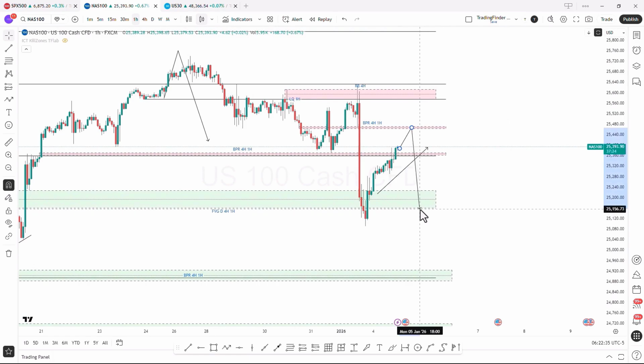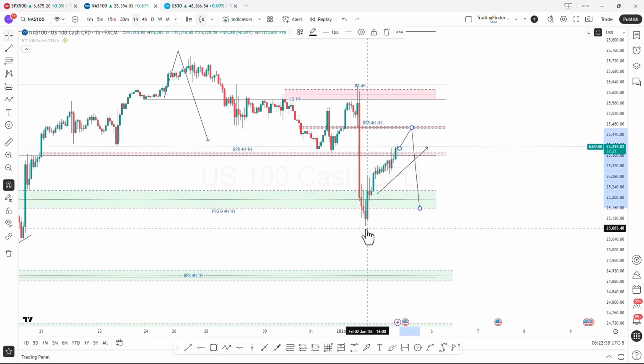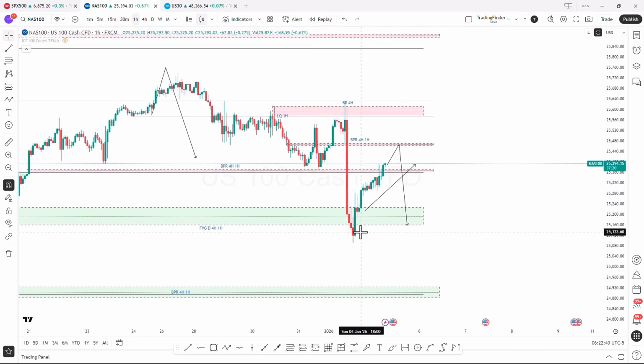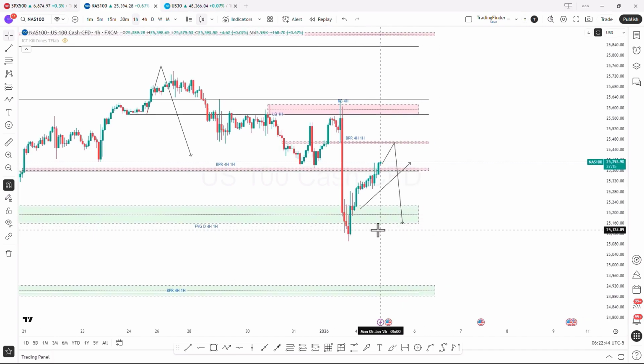Also, if we observe a weakness in this order block area, we can look for a buy position in the market in these areas. We can set our stop loss behind the swing and determine our target based on the swings in this section.